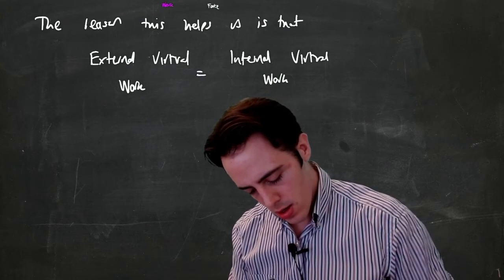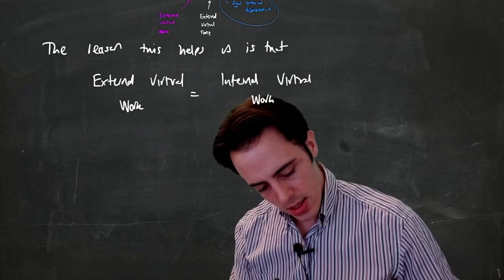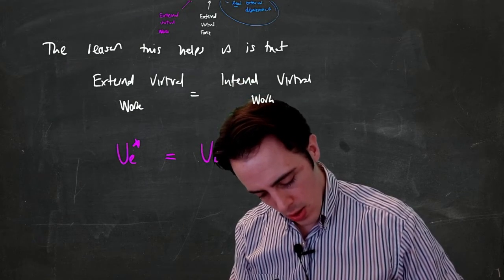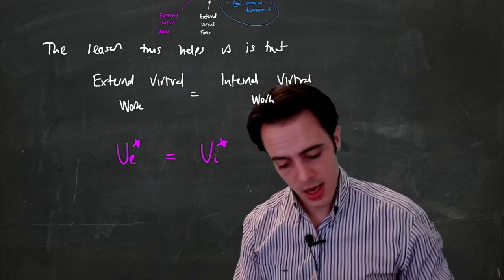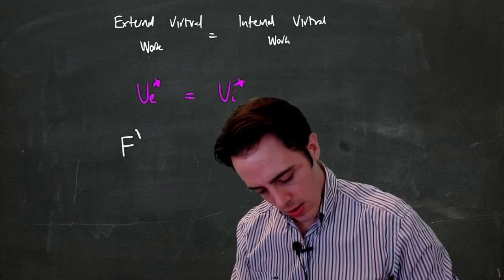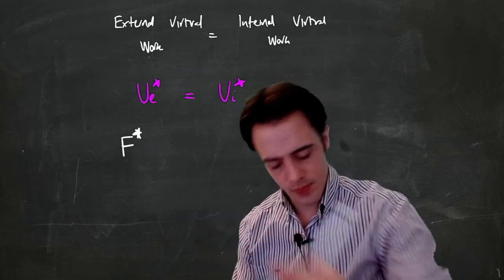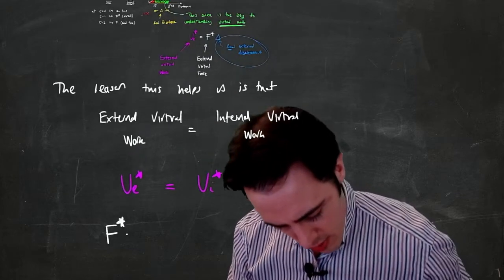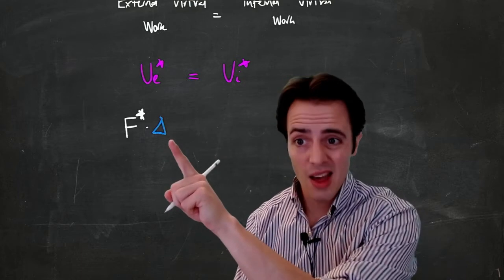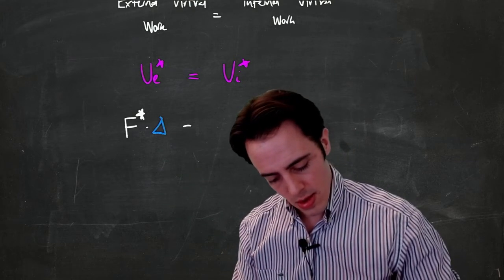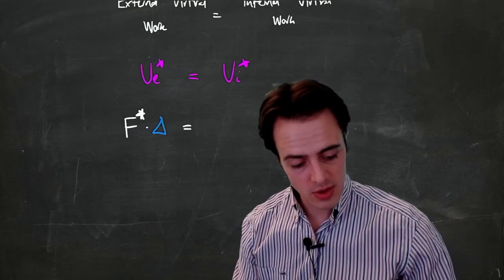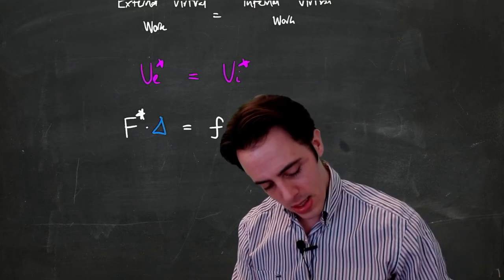So the external virtual work is equal to the internal virtual work. So for a force that we've applied, UE star is equal to UI star. Then we've defined what this is. We've said this was equal to external virtual forces, F star, multiplied by, what colour did I use for real displacements? There we go. Multiplied by that, which is the real displacements. It's going to be equal to the internal virtual work. And we haven't described what that is, but let's just go through it quickly.